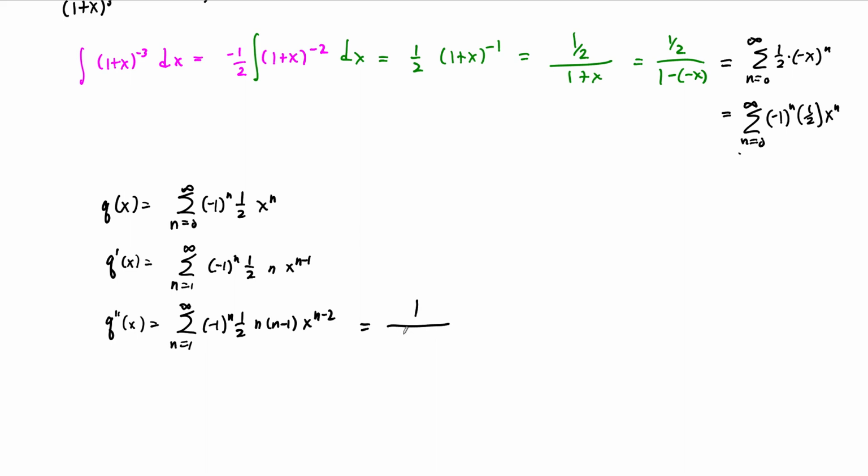So this is 1 over 1 plus x quantity cubed. Why? Because we have taken the derivatives of the integrals. So we've undone the integrals that we did to get this power series in the first place.